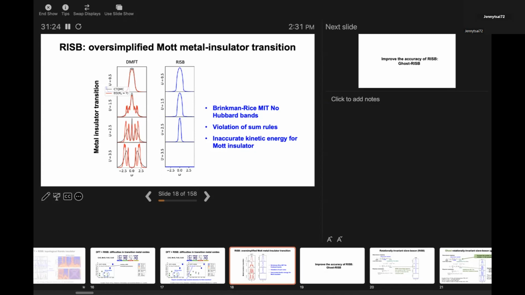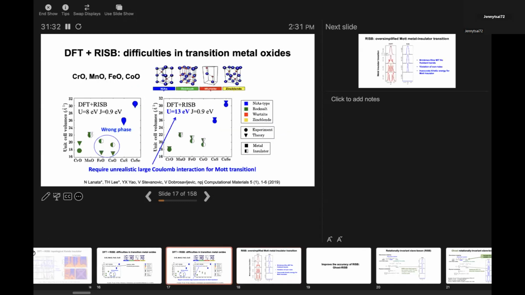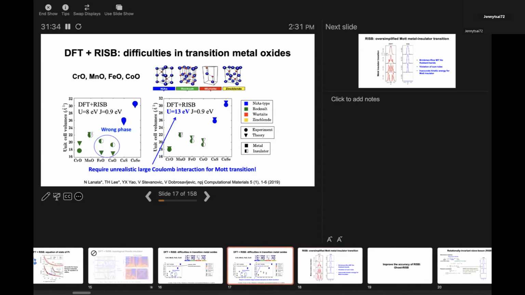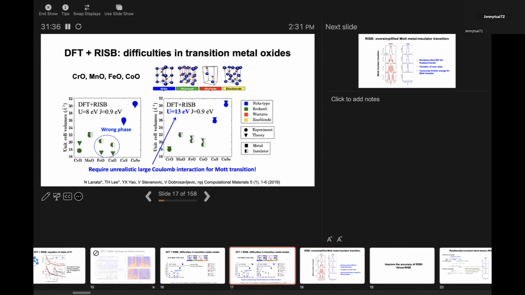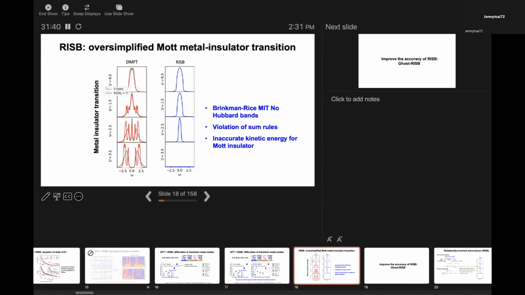You get a maximal violation? You get 0 instead of 1? Yeah, we get 0 in the insulator, so it's very bad. But yeah, so that's why the energy doesn't work quite well, and we cannot get a very reliable critical U here for the Mott transition.